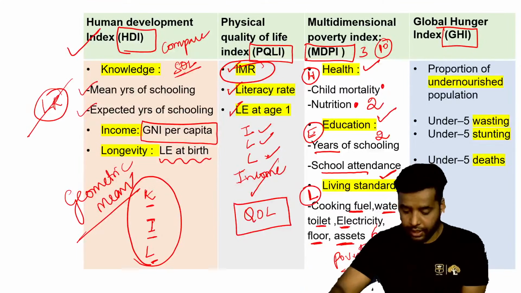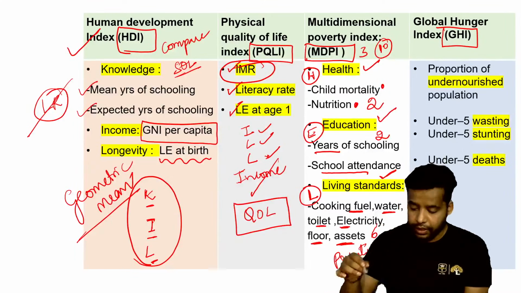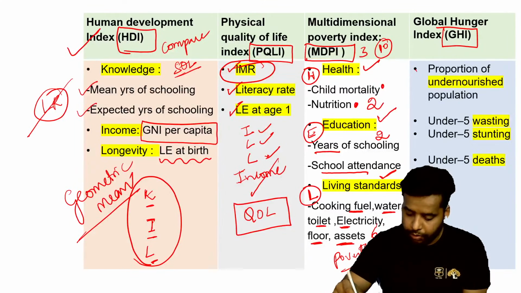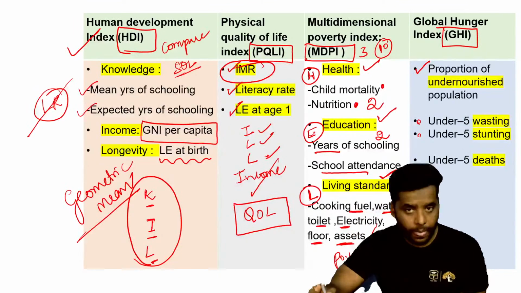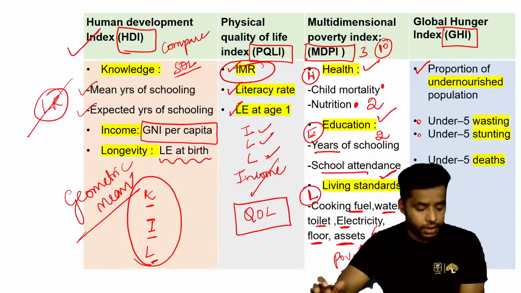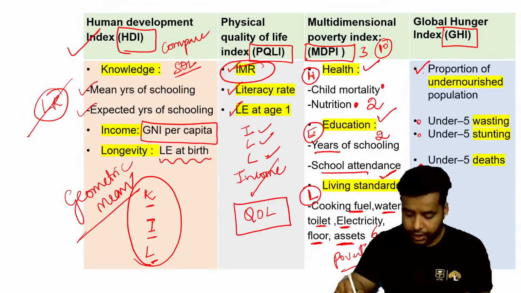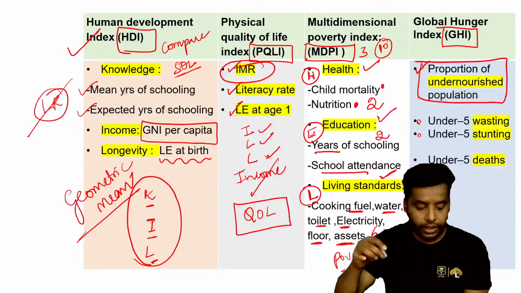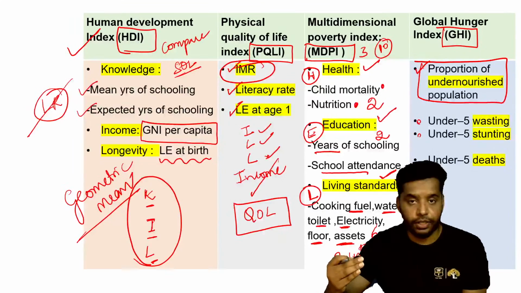Multi-dimensional poverty index. Good. Global hunger index, an important thing. There are 3 things to be considered: 1, 2, 3, 4. Means there are 4 indicators to be included. I'm not asking about the dimensions, I'm telling you the indicators. The first indicator is the proportion of undernourished population.